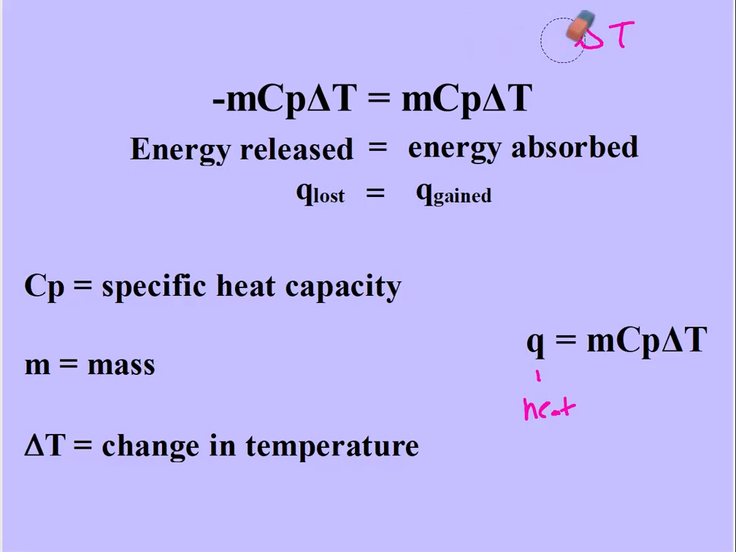When you have two substances, heat lost has to equal heat gained, or energy released has to equal energy absorbed. And so we're going to do negative mCp delta T is equal to mCp delta T, or mC delta T equals mC delta T. The side that starts at the higher initial temp is going to be the side that gets the negative, because it's going to be losing energy while the other substance will be gaining energy.